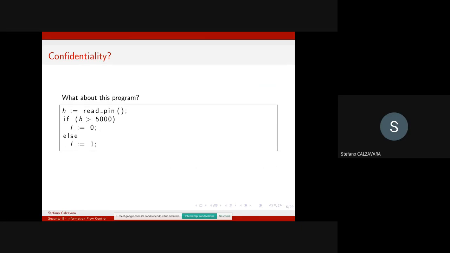Let's consider now another case. Again, I want a volunteer. So let's consider this program. In this program, I read a PIN, and then if the PIN is greater than 5K, I set the low variable L to 0, otherwise I set that variable to 1. Is this program secure or not?